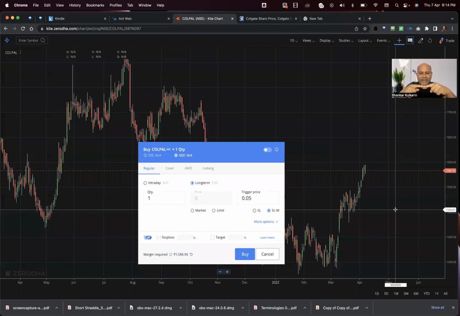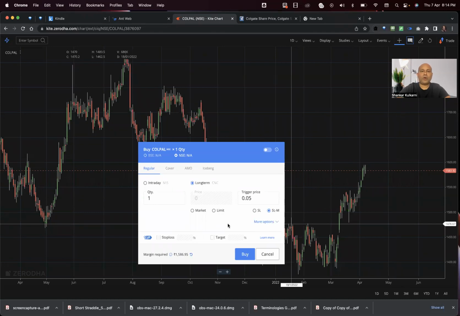If the current price is here and I want to buy above it, I can use either SL or SLM. If the current price is 100, I want to buy at 200, I can use either SL or SLM buy order. If the current price is 200 and I want to buy at 100, what order type should I choose? I will come back to you on that. But if the current price is 100 and you want to buy at 110, 120, which is above the current price, then you can use SL and SLM. So what is the difference between them?